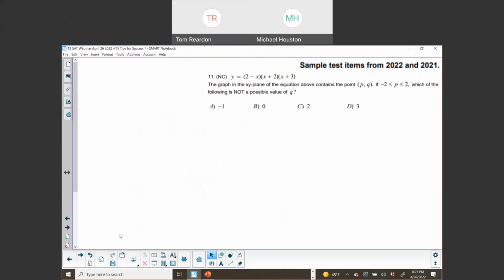All right, here's another sample one. This was a non-calculator one. It gives you y equals the quantity 2 minus x times the quantity x plus 2 times the quantity x plus 3. It says the graph contains the point p comma q. If p is between negative 2 and 2 inclusive, which of the following is not a possible value of q? And they'll often make it all capitalized to emphasize when it's not.